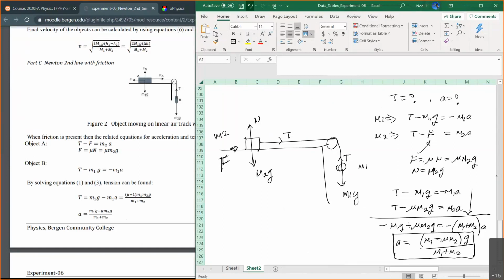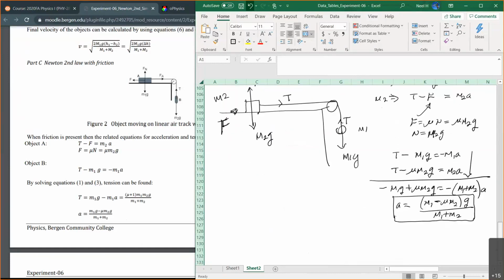So the reason these are important: if you apply mu equals 0, you should be able to go back to the previous equation, right? If mu is equal to 0, the acceleration is going to be simply m1 g over m1 plus m2. I can get the previous equation, check that out.